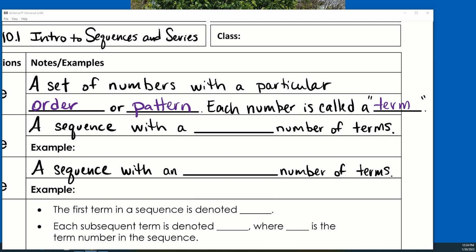All right, there are finite sequences and infinite sequences. I think you guys know what infinite means. What does it mean for something to be infinite? Never ending or unlimited. So a finite sequence is really what we're going to be working with. A finite sequence is a sequence with a limited number of terms.